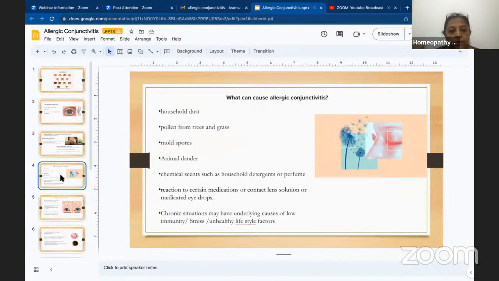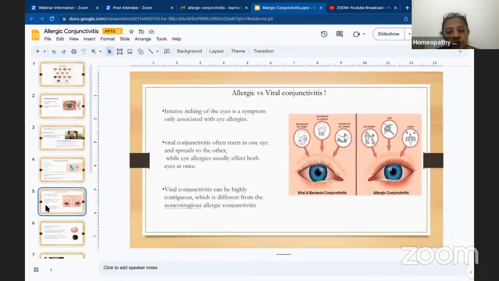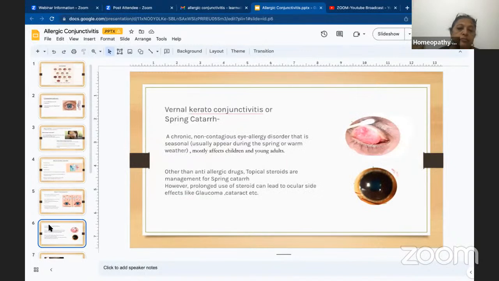So here you can see the causes of allergic conjunctivitis, where the cause may be because of dust or pollens or spores, animal dander, or some medication also can lead to conjunctivitis. Some contact lens solution also can lead to allergic conjunctivitis. Here we have already spoken regarding the symptoms where there's itching, watering, redness, especially in allergic, and usually it is a bilateral condition. These are the two types of conjunctivitis.